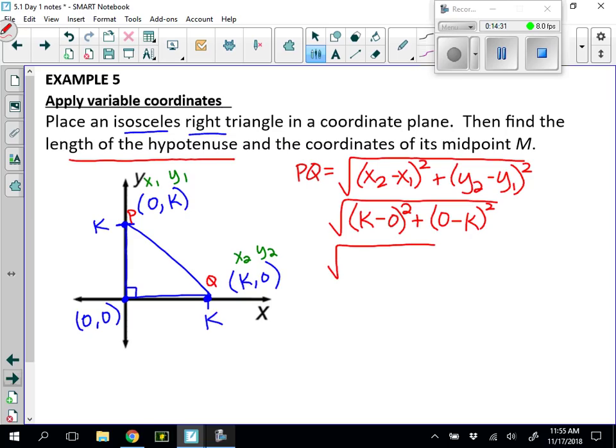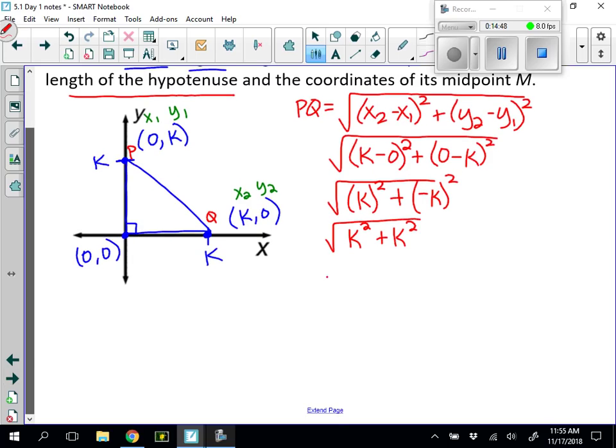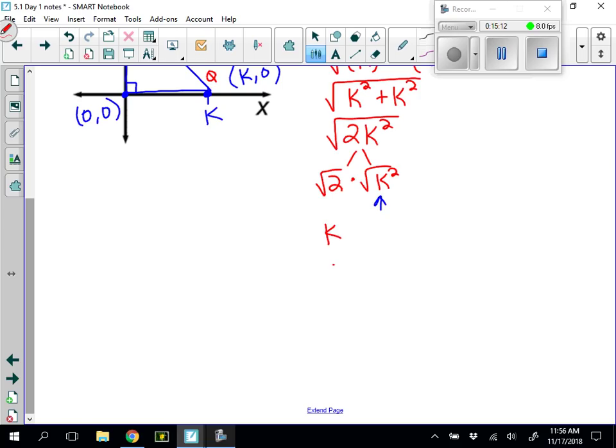So let's simplify. k minus 0 is just k. 0 minus k is negative k. Okay, and now if I square both, I end up with k squared plus k squared. So if I combine my terms, I'm going to have 2k squared. And I can simplify this radical a little bit. I can write this as the square root of 2 times the square root of k squared, and this is the one that can be simplified. So the square root of k squared is just k. So I'm going to be able to take the square root of k squared, but I'm left with square root of 2. So the length of PQ is this expression, k root 2.